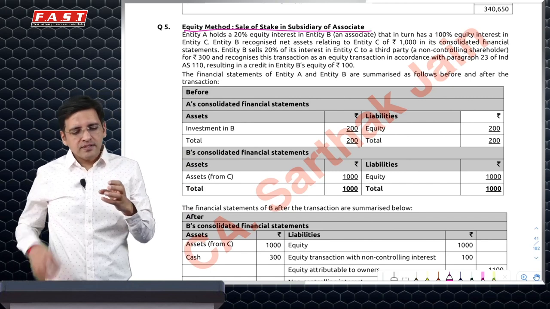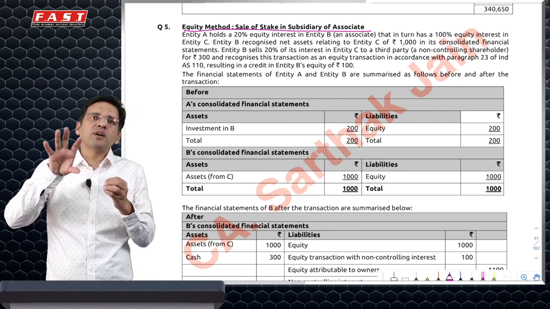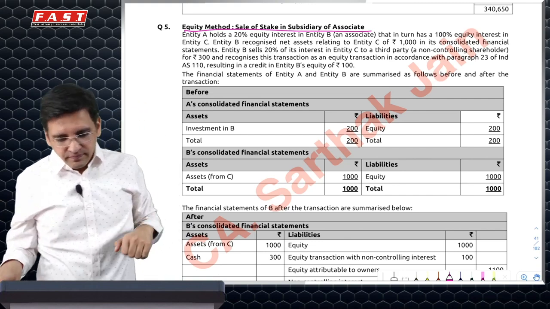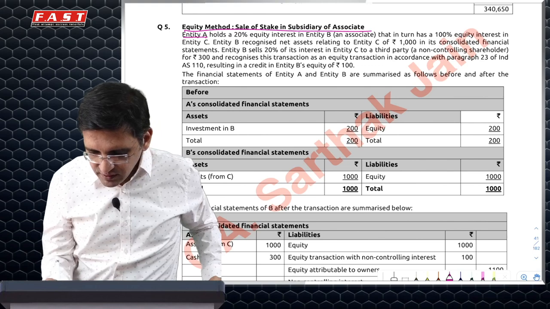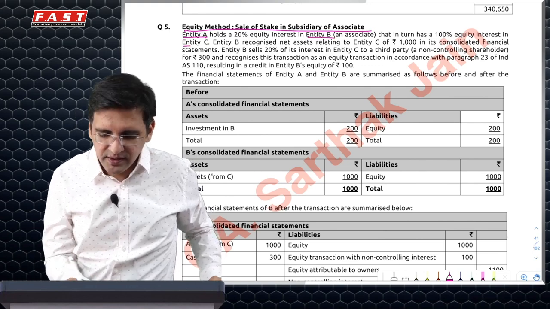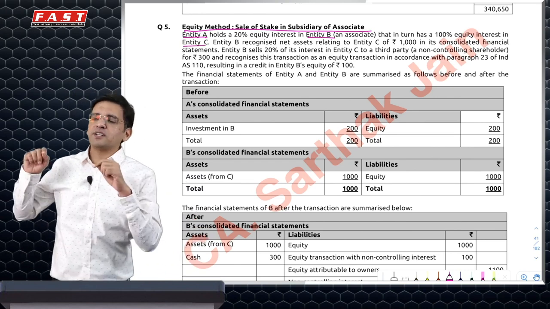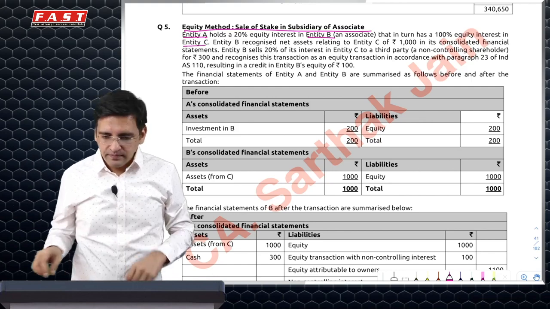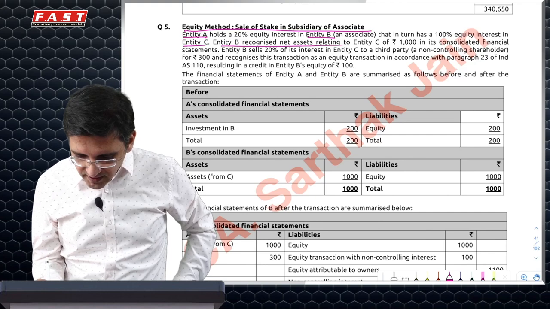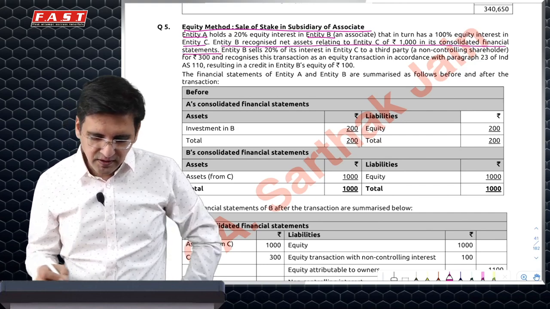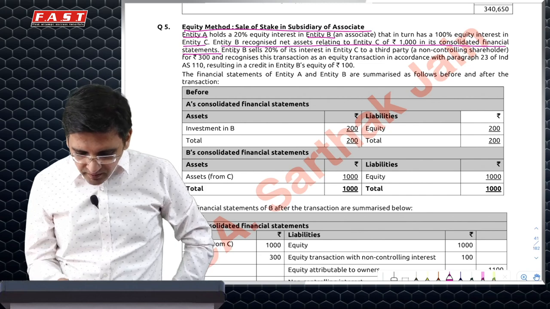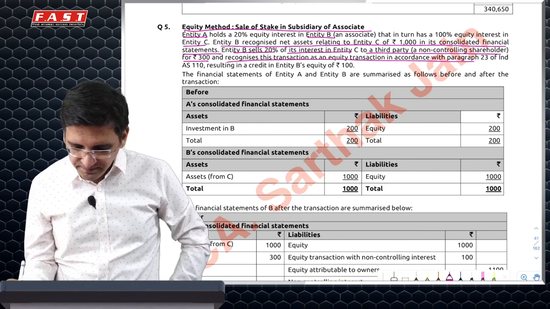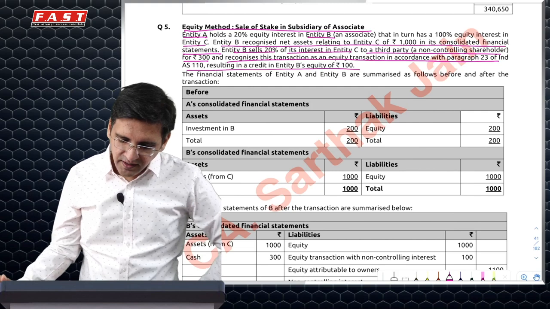Now what has happened in this question is, the associate has sold some part of its investment in its subsidiary. So basically, I am company A, I have an associate B, which in turn has a subsidiary C. Now B has sold some stake in C, but it has still not lost control, so it's a transaction with equity participants. The entity B recognized net assets relating to entity C of 1,000. B sold 20% interest in C to a third party NCI for 300 and recognized this transaction resulting in crediting equity by 100.